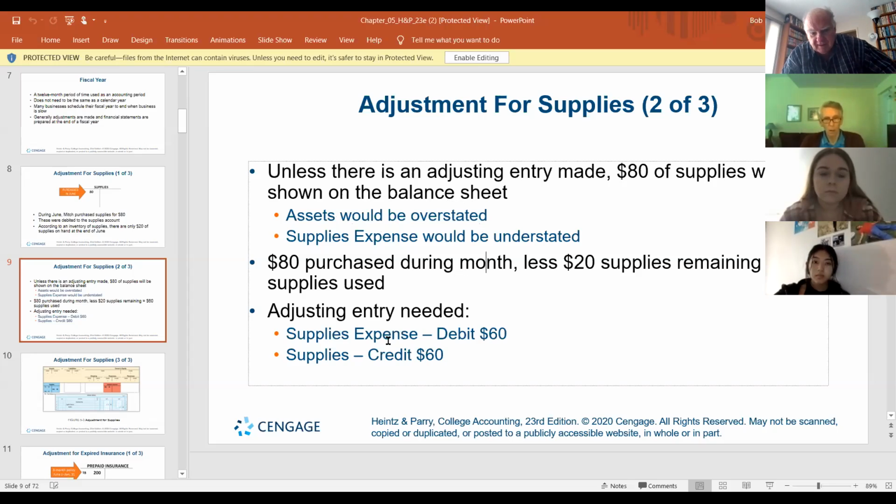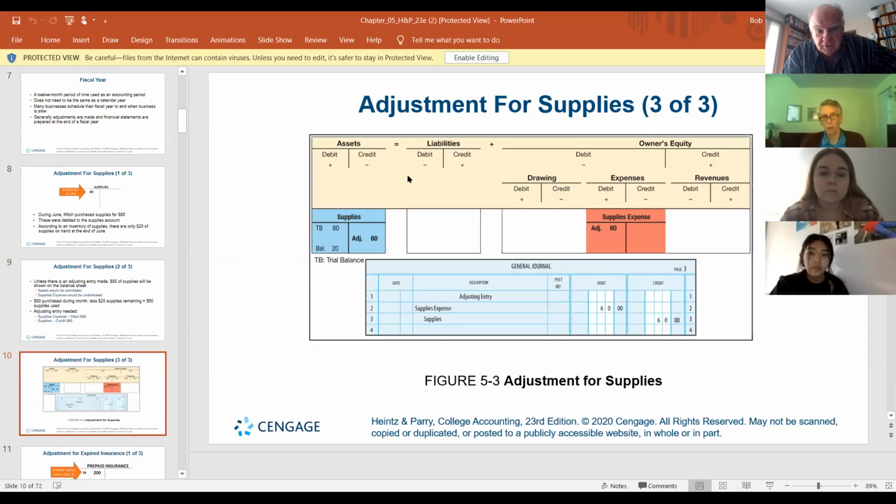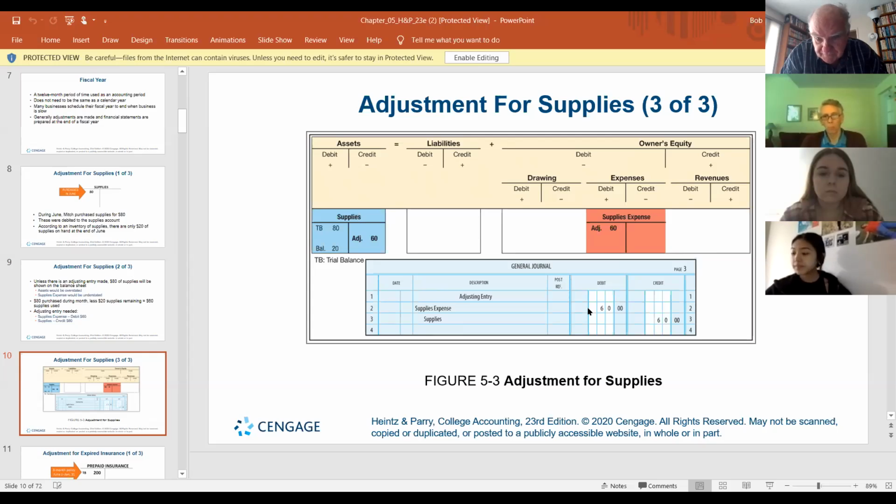Now we debit the expense, because expenses go up with a debit, and we credit the supplies. That's one of our basic adjusting entries. So let's take a look here. We debited supplies expense for 60. We credited the assets, supplies, for 60.